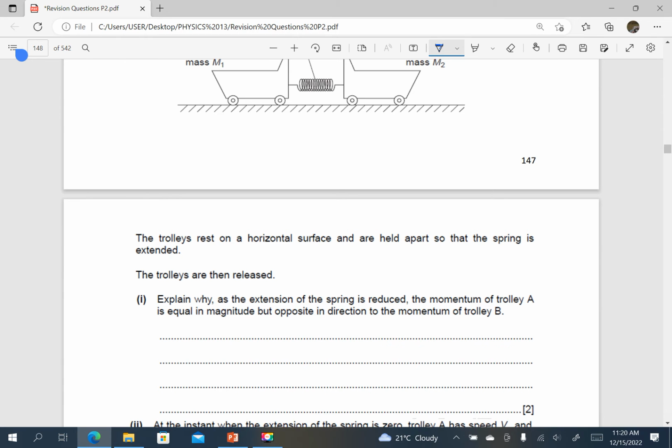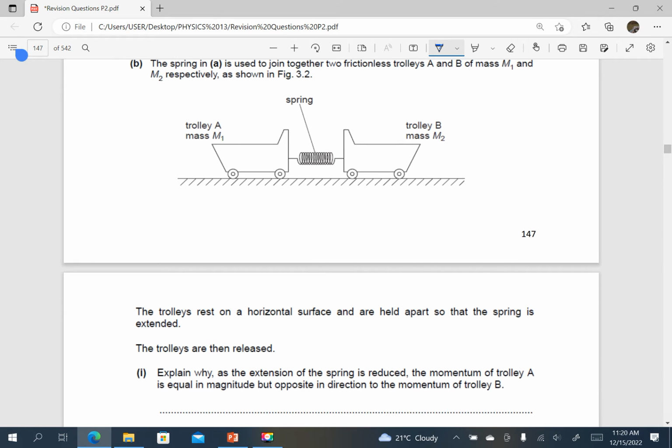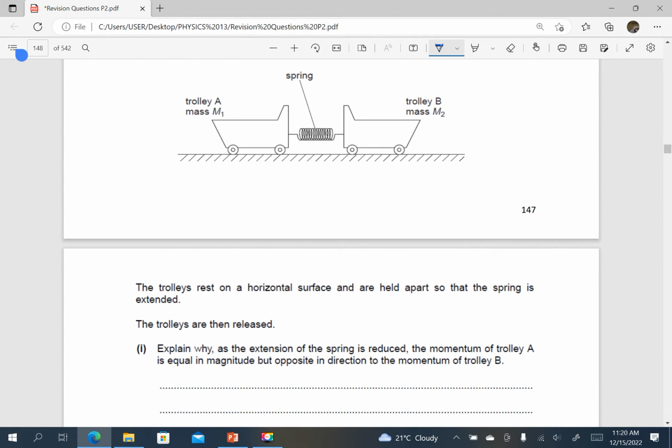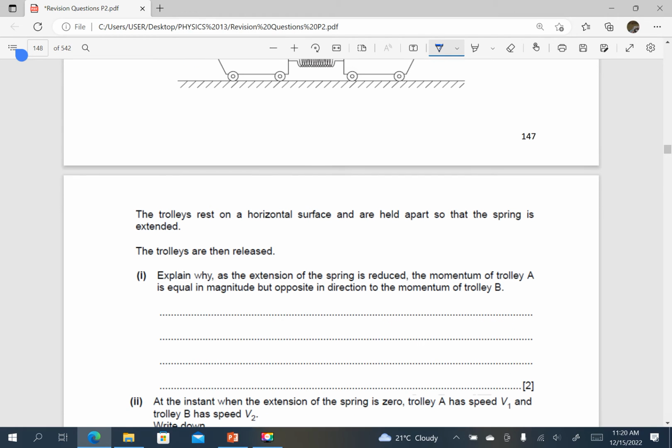Remember, the trolleys are what? The trolleys rest on the surface and are held apart so that the spring is extended. The trolleys are then released. So if you think of a conservation of momentum, before release, their total momentum is actually zero. So after release, the total momentum should still be zero. Therefore, they are going to be moving in opposite direction. So the momentum must be in opposite direction. Therefore, the easiest way to think about this is that a total momentum before release is zero.